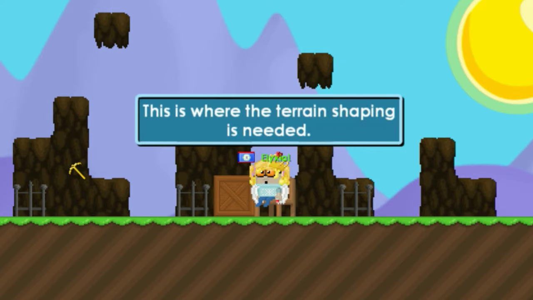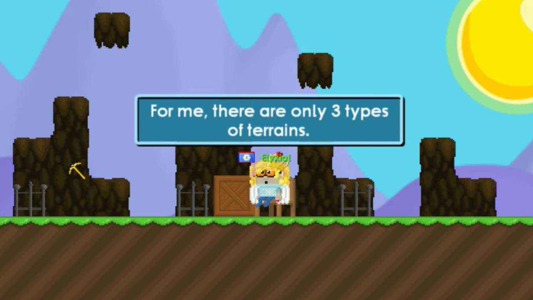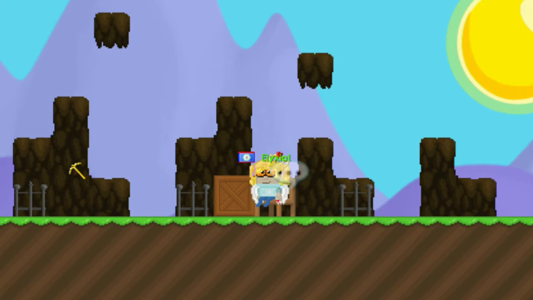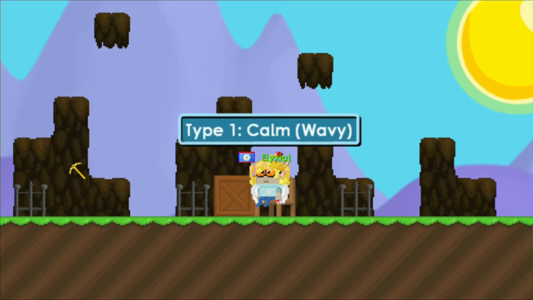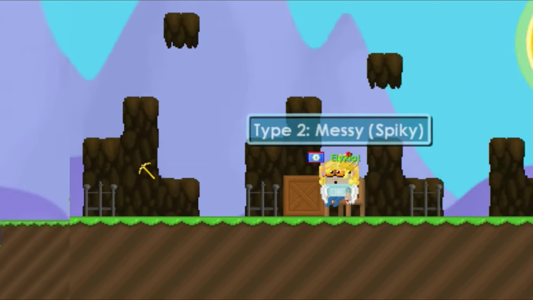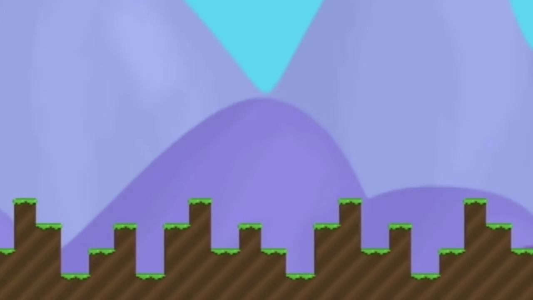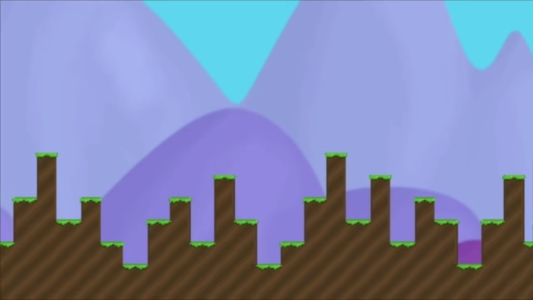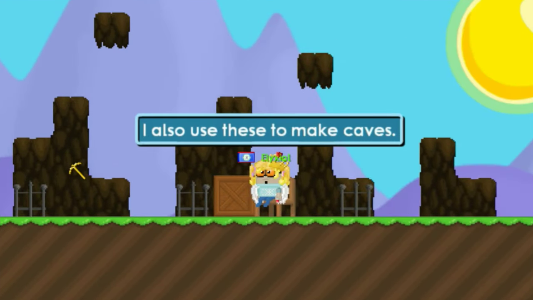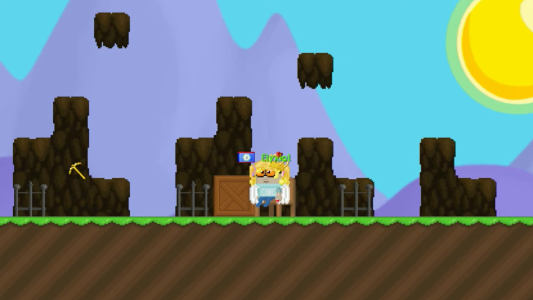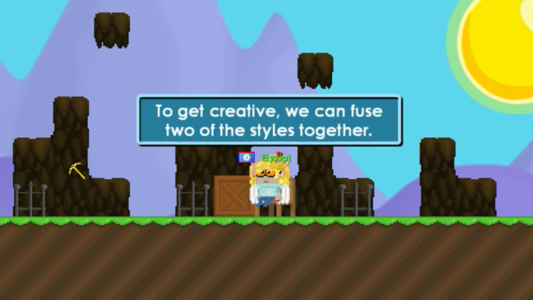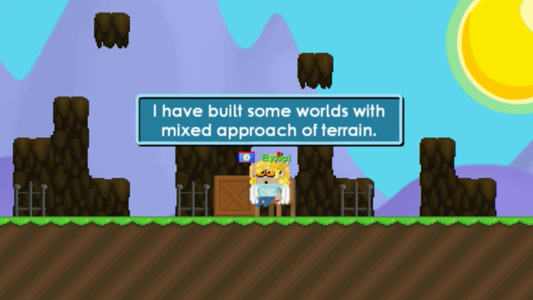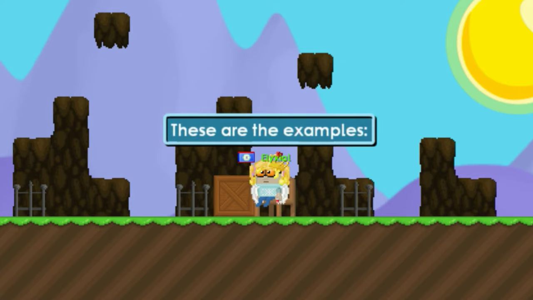Looking good. This is where the terrain shaping is needed. For me, there are only three types of terrains. First is the calm or wavy. Second is messy. And third is chaotic or haughty, which uses larger spikes. I also use these to make caves. To get creative, we can fuse two of the styles together. I have built some worlds with a mixed approach of terrain. These are the examples.